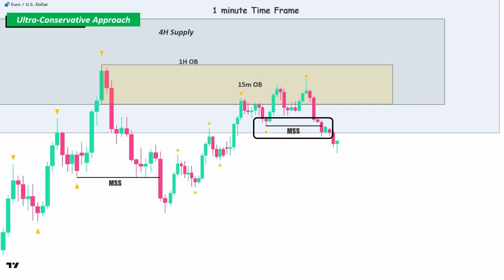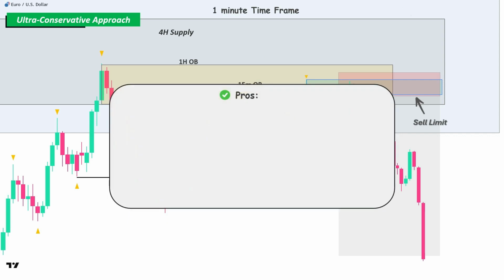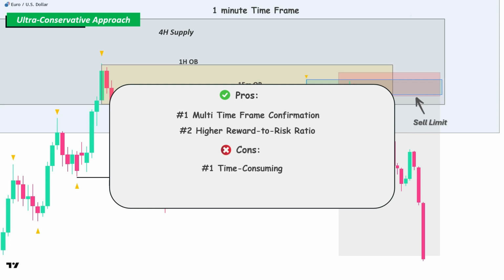Once confirmed, identify the new order block and place a sell limit at the lowest point of the zone, with the stop loss a few pips above it. To take profit, you can target either a higher time frame unmitigated demand zone or the current swing low. The advantage of this model is stronger confirmation through multiple time frames and a better reward-to-risk ratio thanks to refined entries. However, it requires more time and patience, and waiting for too many confirmations can sometimes lead to missed trades.